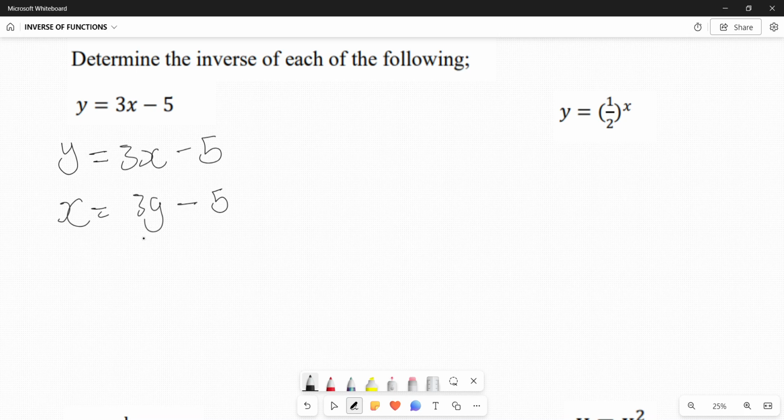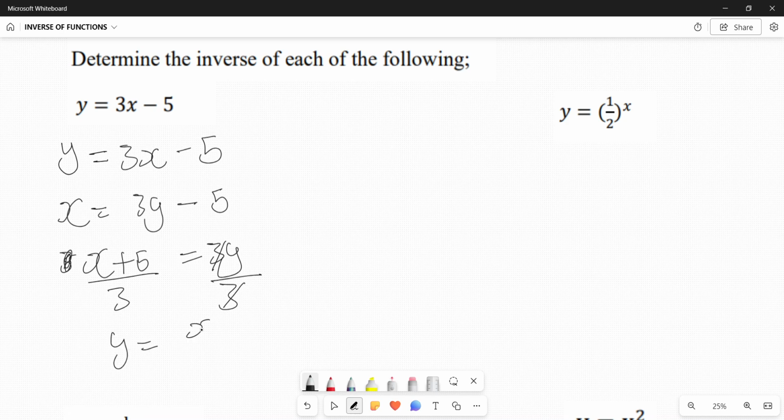So now solving for y, you have to transpose this minus 5 to the left hand side, whereby you have x plus 5 equals 3y. So now it will be minus 5 plus 5, which is 0. So now simplifying this further, you're going to say divide both sides by 3. Then you have y equals (x plus 5) over 3 as the inverse of this function y equals 3x minus 5. So that's how you can find the inverse of a linear function.